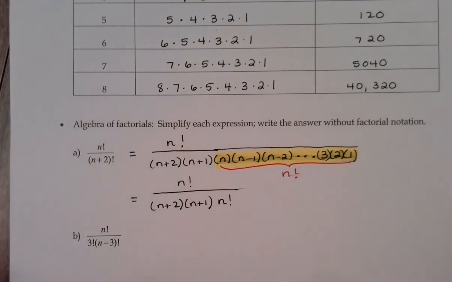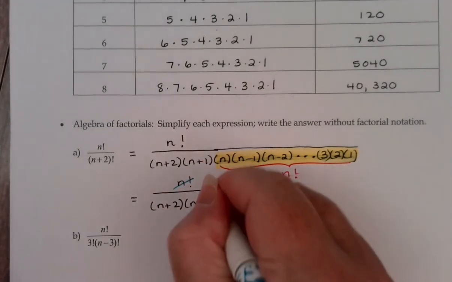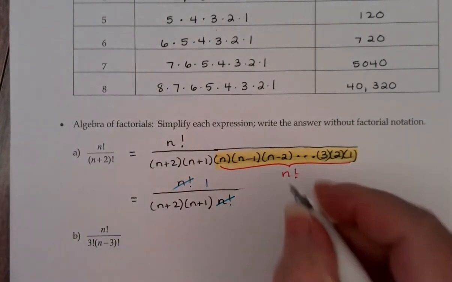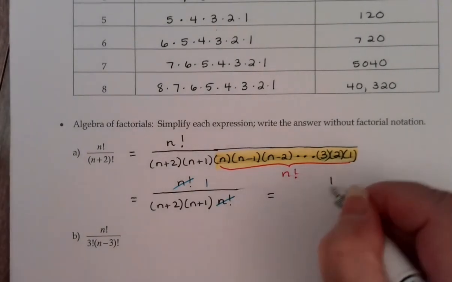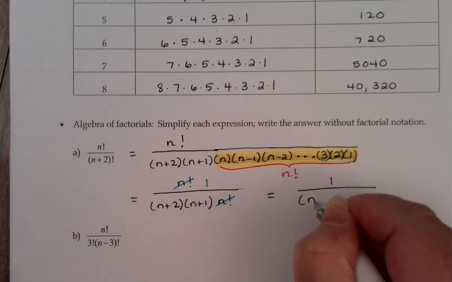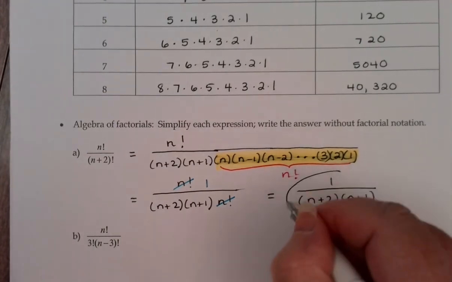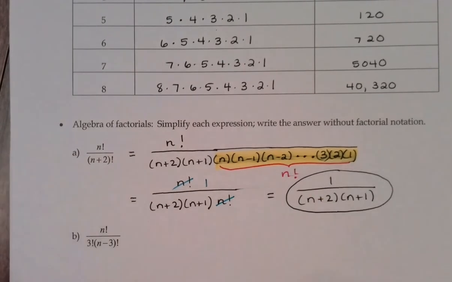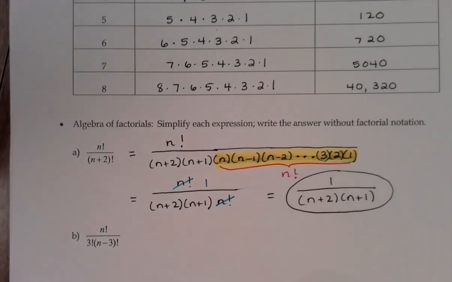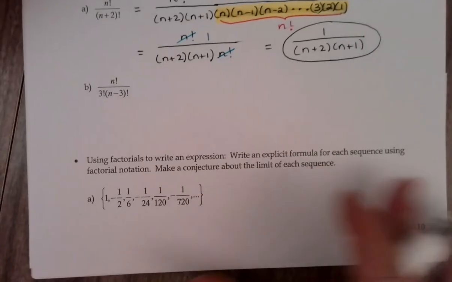Perfect. Now we can go ahead and divide out the n factorials, top and bottom. And so the simplified version is just going to be 1 over n plus 2 times n plus 1. All right. So breaking things down, recognizing those factorials when you see them. Very important. All right, what about the next one?